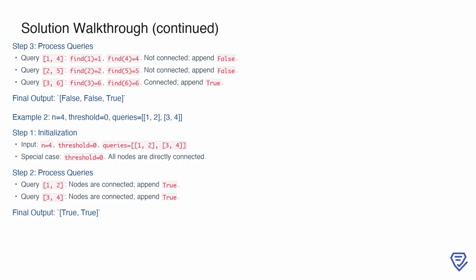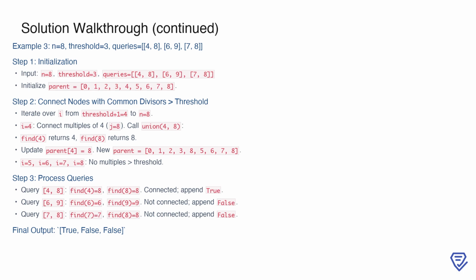Moving to the second example, we have n equals 4, a threshold of 0, and two queries, 1, 2, and 3, 4. With a threshold of 0, all nodes are considered directly connected since there are no restrictions. This means both queries return true, resulting in an output of true, true.